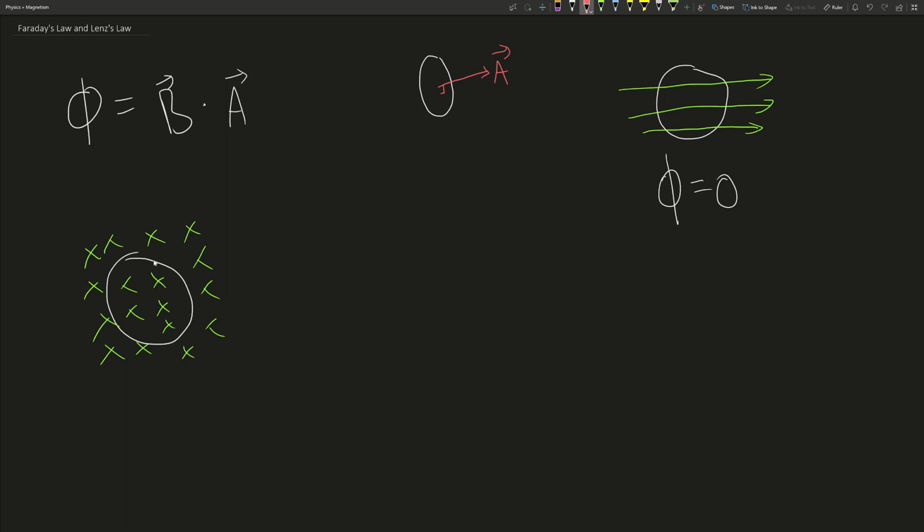But again, if the magnetic field and this area enclosed are not parallel, then the flux is non-zero. So this has non-zero flux. And again, you can think of the flux as almost like the number of field lines that cross through this enclosed area by the loop.